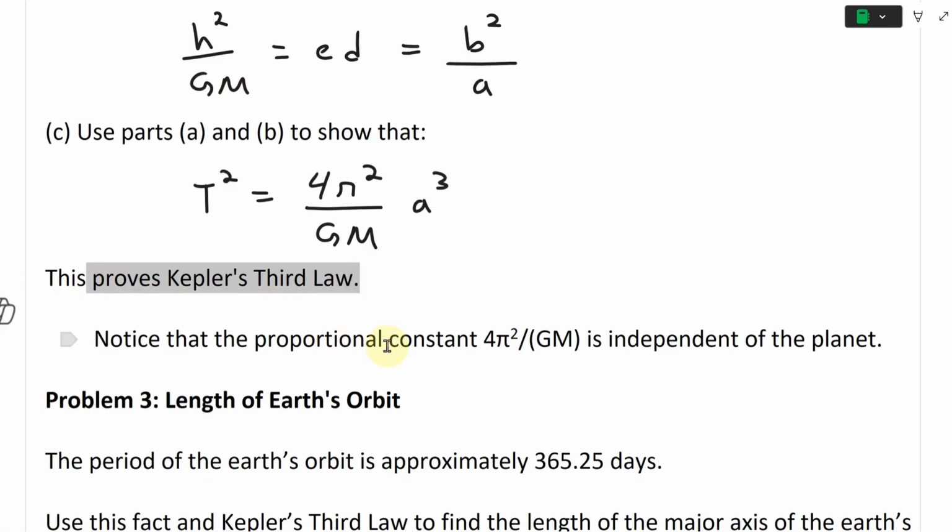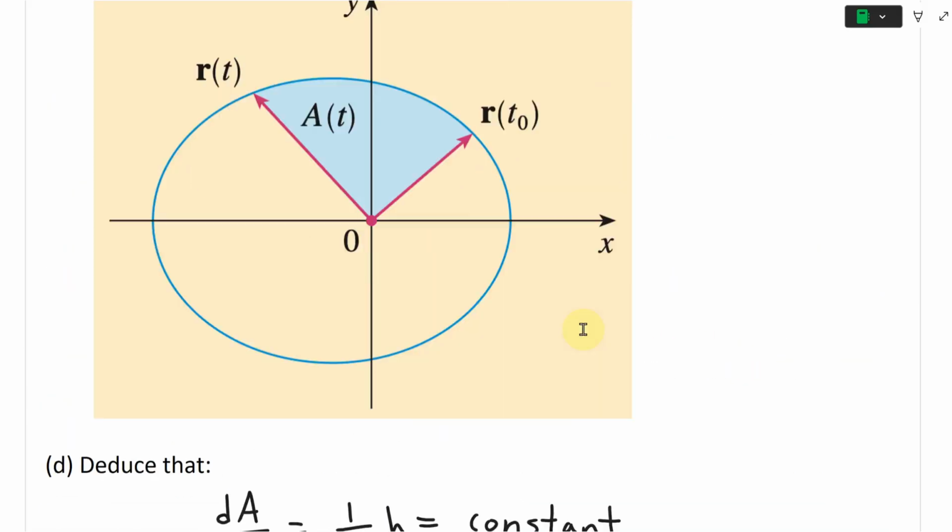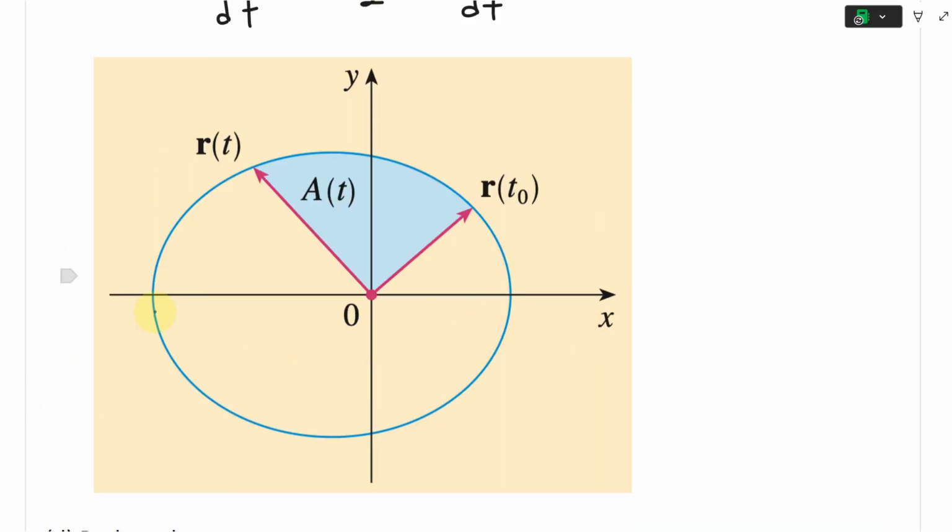And notice that the proportionality constant 4π²/GM is independent of the planet, so you basically have a constant there. In other words, the square of the period is proportional to the cube of the length of the major axis. 2a is the major axis, basically this length. That's the major axis. That's a 2a setup there.